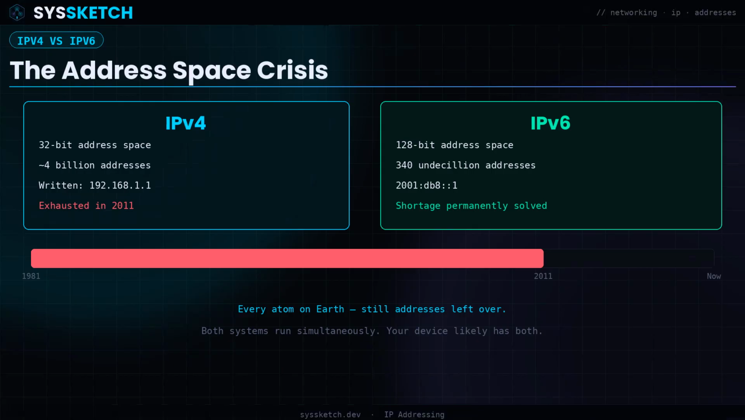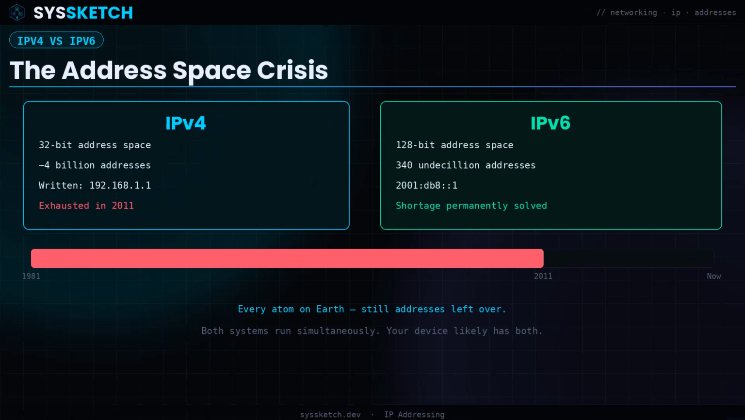The last block of unallocated IPv4 addresses was distributed by the Global Registry in 2011. The internet has been running on creative workarounds ever since, rationing and recycling addresses in ways the original designers never intended. That is where IPv6 comes in.